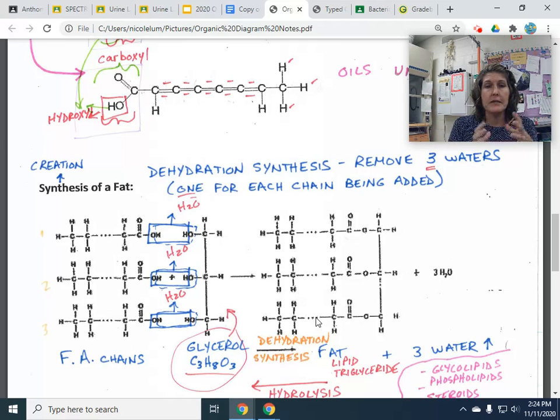Since I have 3 bonds, these lipids are actually going to provide more energy than your carbohydrates. So it is your secondary energy source where your carbs are your first place. Body burns all your carbohydrates off, burns the glycogen within your liver. It's going to your lipids next.